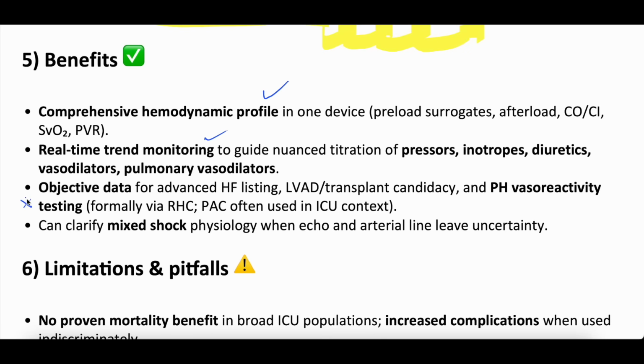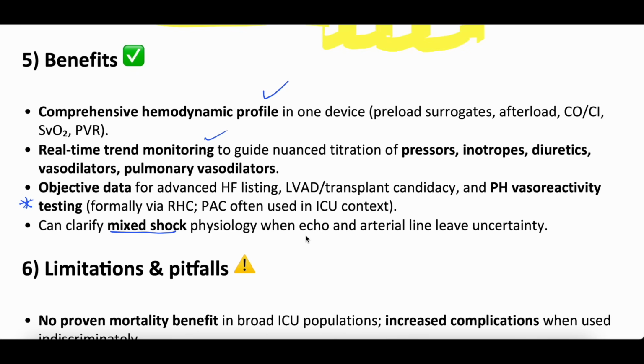All this objective data can be really helpful for patients with sick hearts, seeing what they're a candidate for in terms of advanced therapies. And then it can clarify mixed shock states, as we said. It can tell you filling pressures on the right side, the left side, cardiac index, pulmonary vascular resistance, systemic vascular resistance, et cetera, et cetera. So it can help you understand mixed shock states and what you might be able to do to best optimize that patient's oxygen delivery.